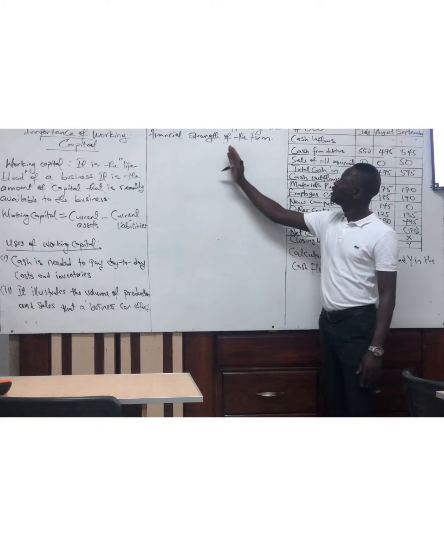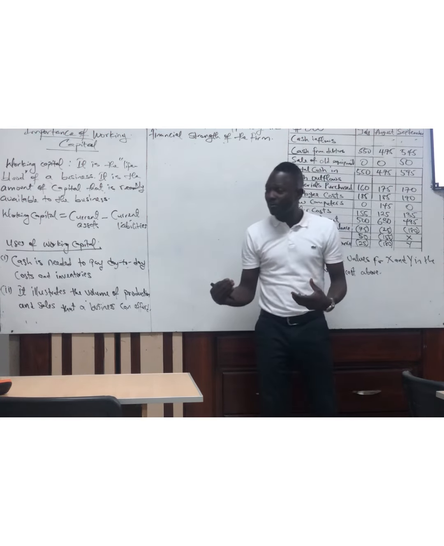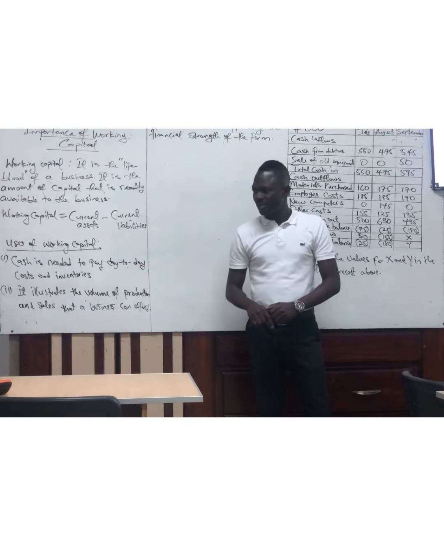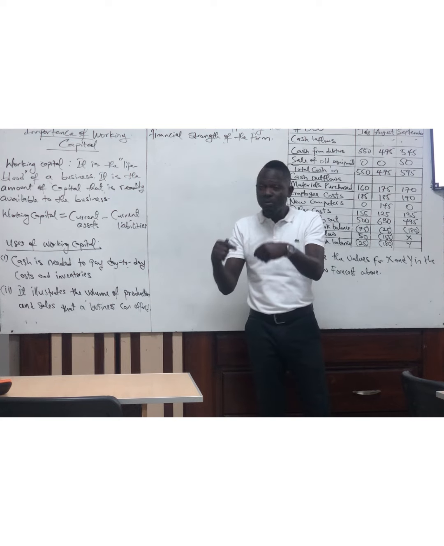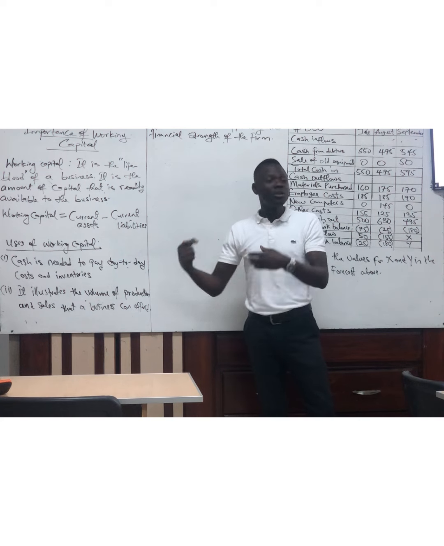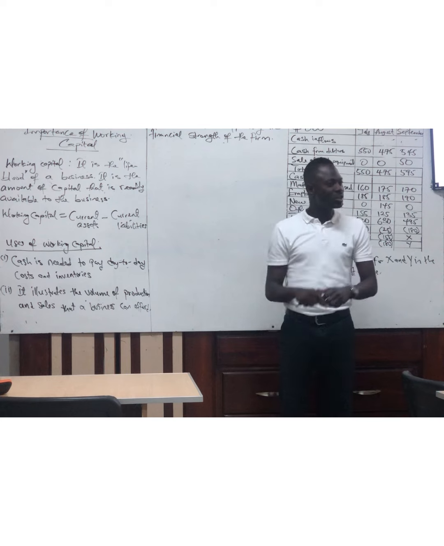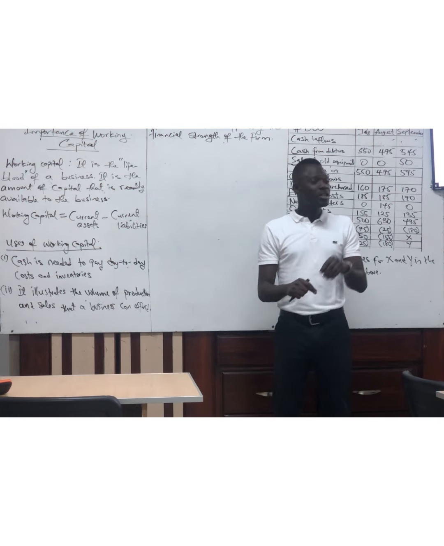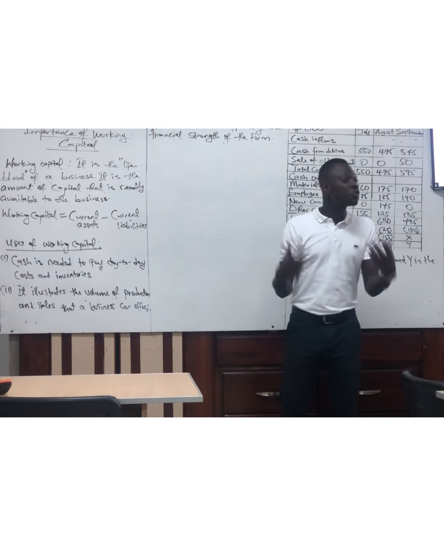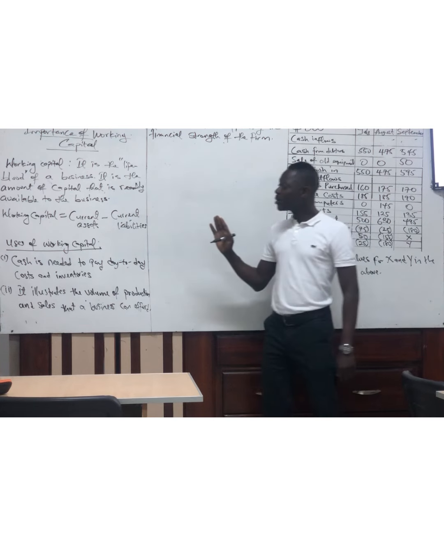And the last one, it shows the efficiency and financial strength of the firm. So the amount of money you have available to spend is going to show the strength you have as a business. It's only then that you will be able to purchase equipment that will help you become more efficient, and employ more workers that you need to increase your output. Do you understand? So your working capital can also tell how financially strong you are as a business. Is it clear? So that's all about working capital.